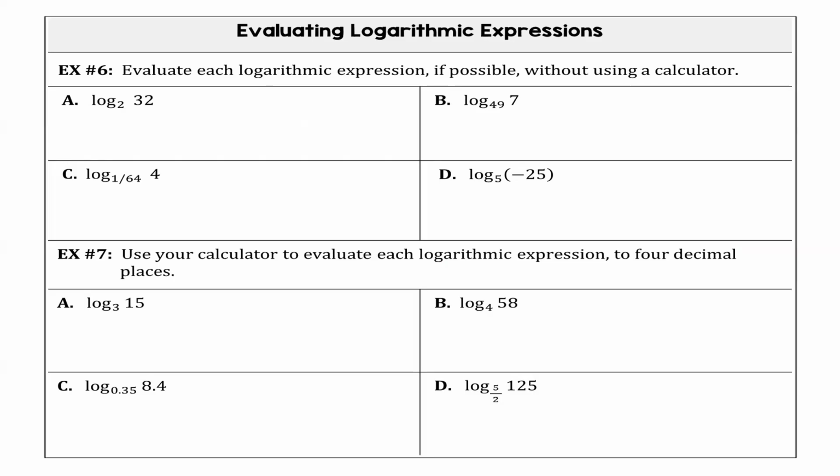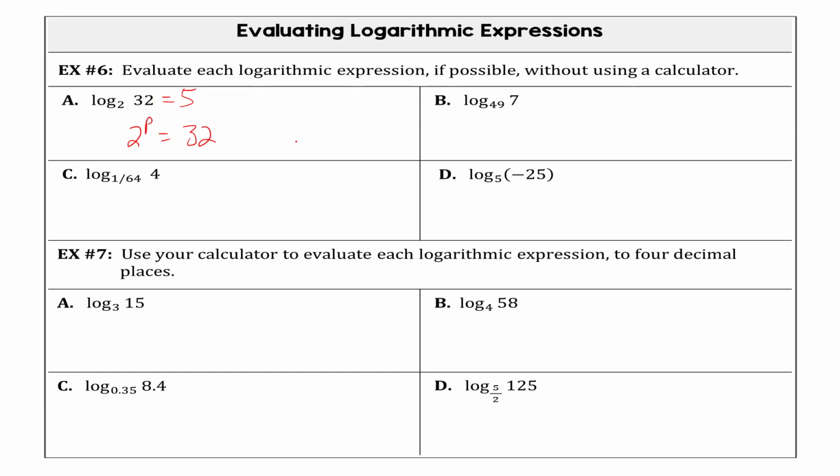Okay. Non-calculator. Remember that it's asking you: 2 to what power is 32? 49 to what power is 7? 164 to what power is 4? 5 to what power is negative 25? That's my hint for you. Go think and be great. All right, good people. Let's see how we did. So remember, this is saying 2 to what power equals 32? That's what this is asking you. And what do we get? 5. 2 to the 5th.